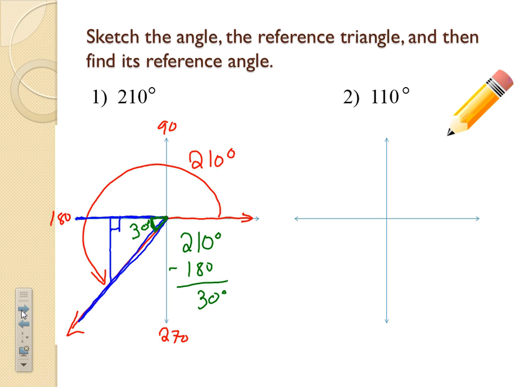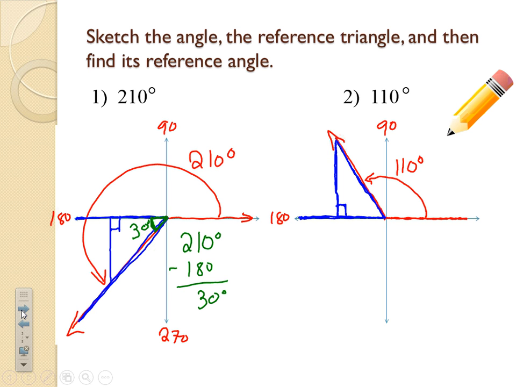First thing we're going to do is graph the angle 110. So I start my initial side, have to go past 90 but not quite to 180. So I'm going to go right about here. Here's my angle at 110. Now remember, to make my reference triangle, I'm going to use my terminal side and my x-axis. My x-axis is right here. Now this time I'm going to bring my perpendicular line straight down. Now I've just created my right reference triangle.